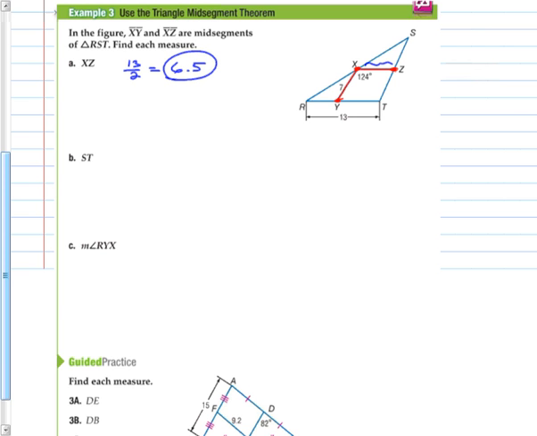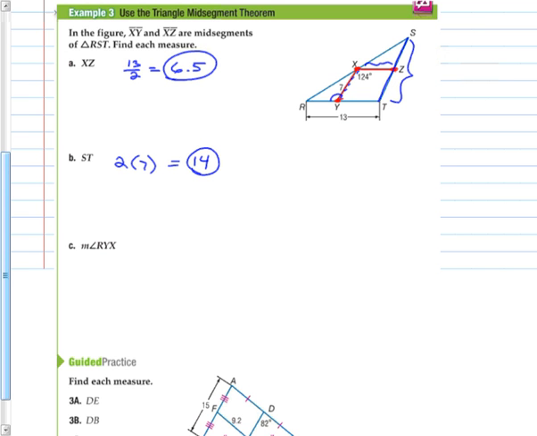S to T. S to T. How much? Must be 14. It must be 2 times the segment, 7. Its mid-segment over here is 7, parallel to ST. Having a hard time talking, aren't I? So it is half the length. So if I double the mid-segment, it must be ST, which is 14.